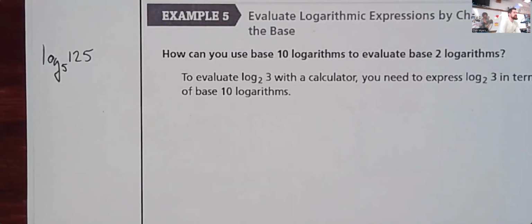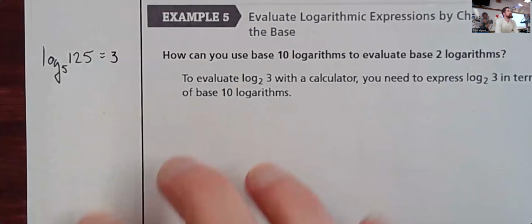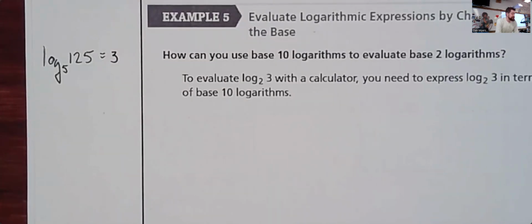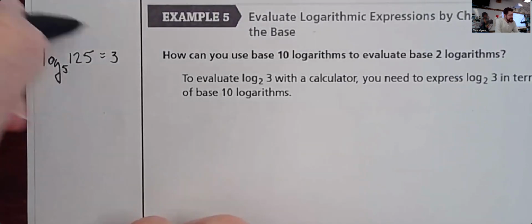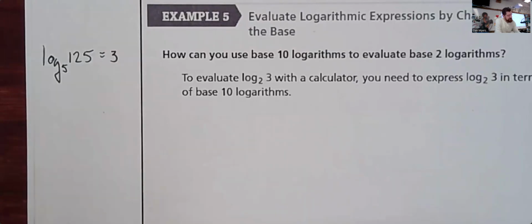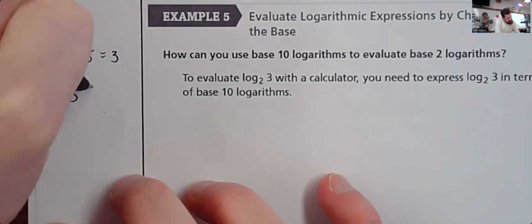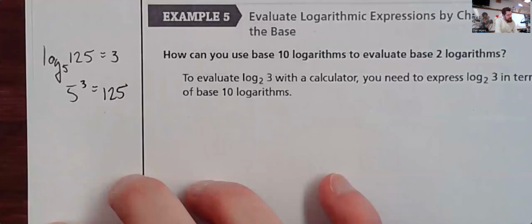That would be 625. Yeah, third power equals 3. Okay. So log base 5 of 125 is equal to 3. Okay, we're all good with that so far, I think. Yeah, cool. And if we were to rewrite this in exponential form, this would be 5 cubed equals 125.